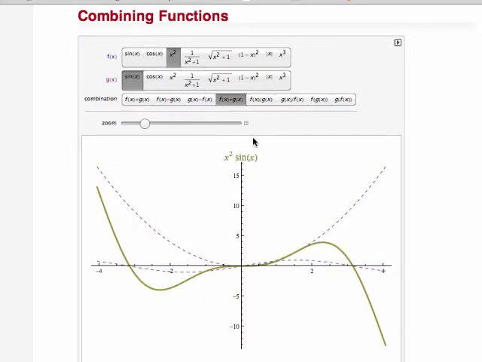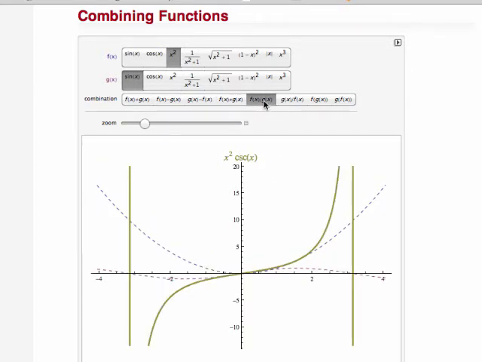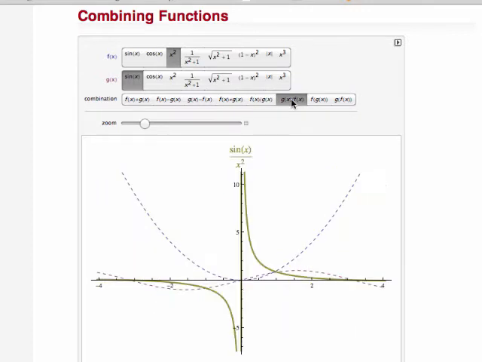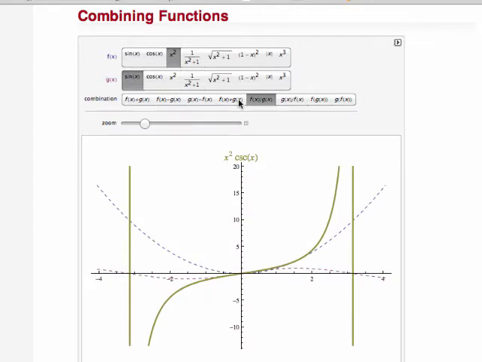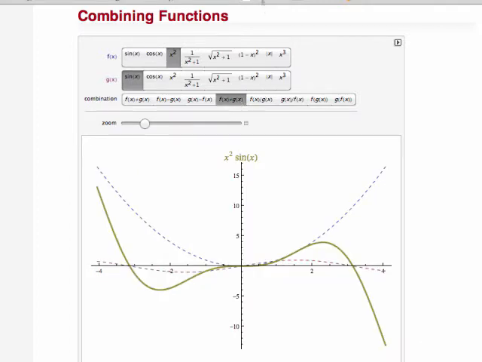So here's what I get when I multiply x squared by sine x. And the order of multiplication is not going to change what we get. Let's look at division though. I'm going to take here x squared divided by sine x. And then I'm going to do it the other way around, sine x divided by x squared. I can see that I do get a different graph. And some quite complex looking graphs as well.